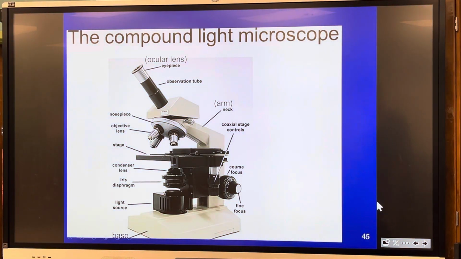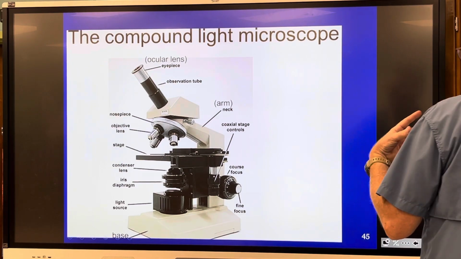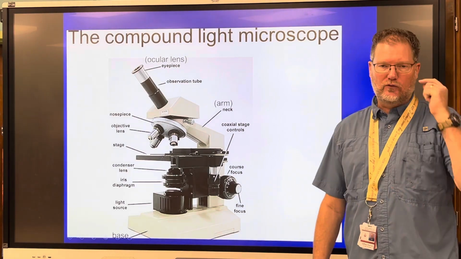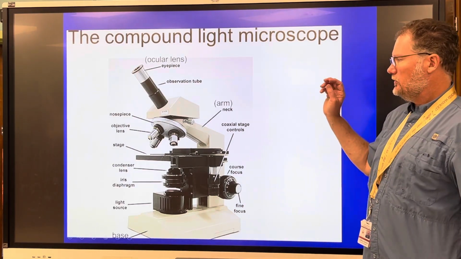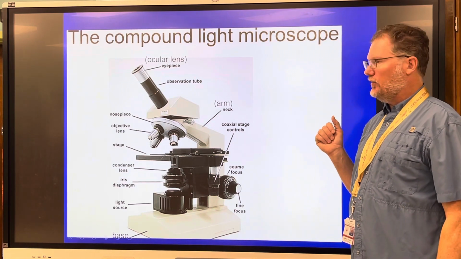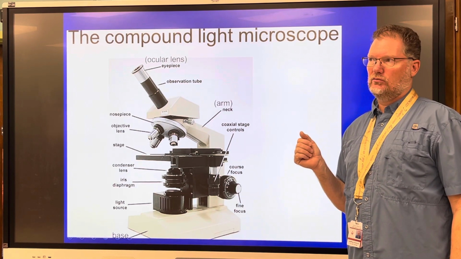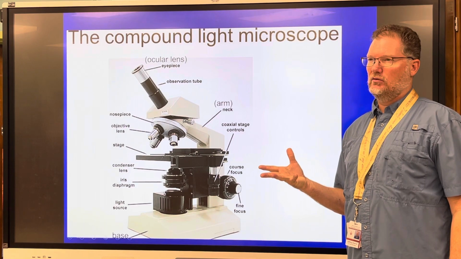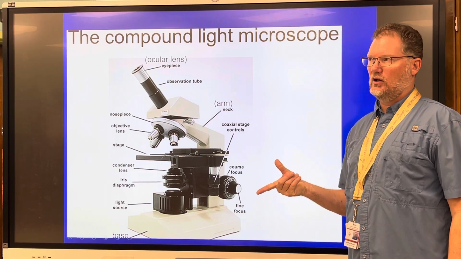All right, so now on the back page, there's a test yourself, so make sure that you do that during this period. And then you're going to label the compound light microscope before we actually do our virtual activity, because you need to know all these parts, all right? I believe there's a question about this on your next test.